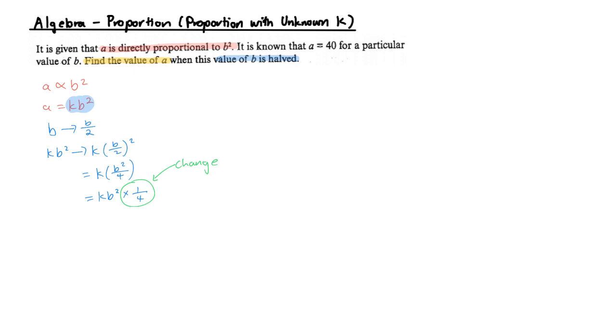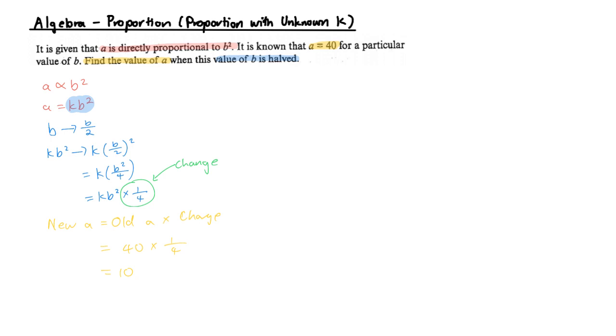So find the value of a, right? When this value of b is half, we know the old a is 40. So the new a must be the old a times the change. And then the old a is 40 and the change is 1/4. That means the new a will be 10.